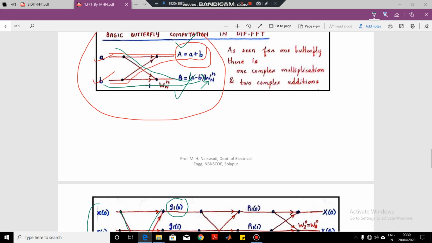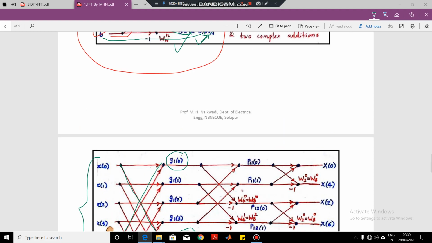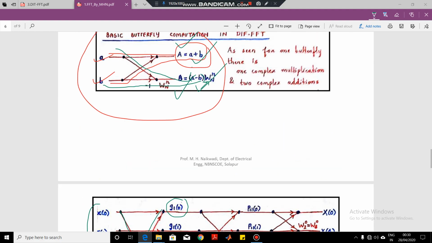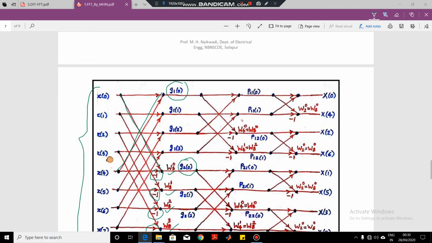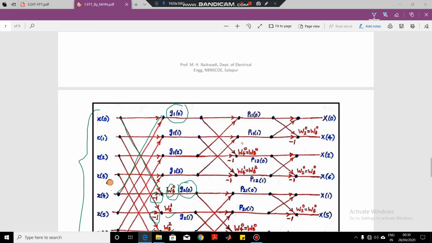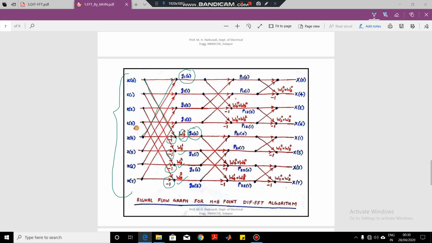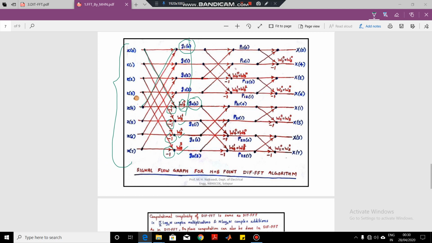Okay, and you are going to use this computation. This is the basic computation. So this computation we are going to use for drawing this. So here we can see, here it is -1, and after this -1 there is a Twiddle factor. So in the same case here, first it is -1, and after this -1 we are having the Twiddle factor. Okay, so this is the output of the first stage. So we are getting the output of the first stage here.